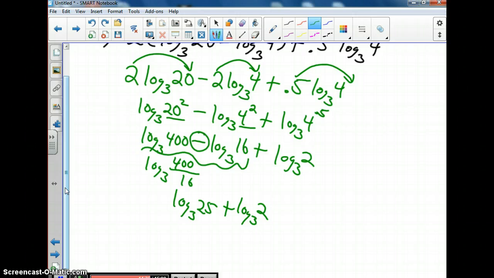Now look, this is addition, right? So addition means multiplication. So now it's going to be log base 3 of 25 times 2. So the final answer is going to be what? Log base 3 of 50. You got it. There's your final answer: log base 3 of 50. There you go.